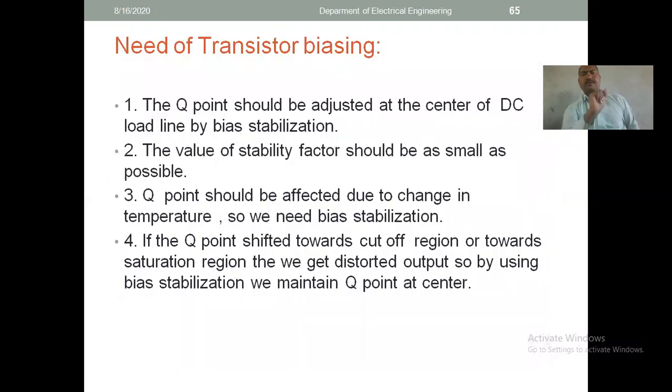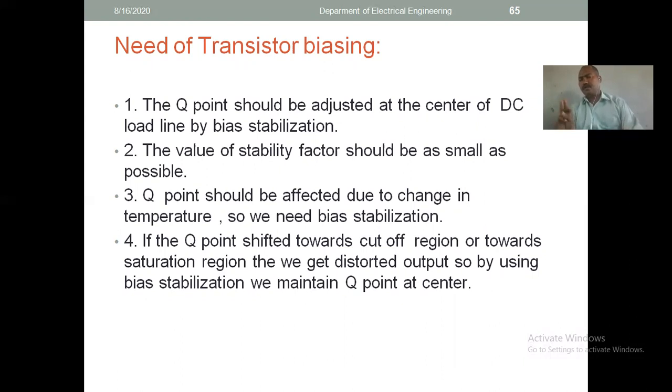Now see, why do we need biasing? We have discussed what biasing means: applying voltage to the respective terminals of a transistor to work in a particular condition, right? To work in a particular condition, we require a certain amount of voltage. Providing that certain amount of voltage is nothing but the biasing of your transistor, right? And why do we need biasing?